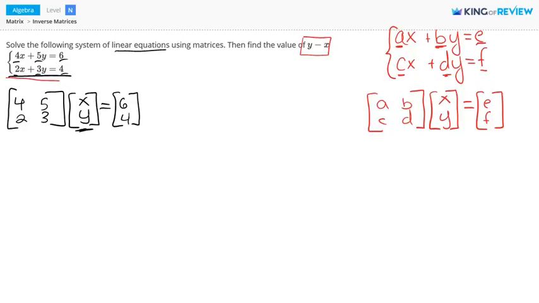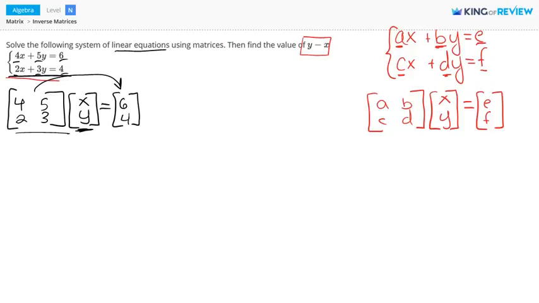In order to do that, we want to get x and y on one side of the equation. So we need to move this one over here. One way of doing that is to take the inverse of this. Now some matrices do not have an inverse. You can tell if a matrix has an inverse by evaluating its determinant. If the determinant equals 0, then it does not have an inverse.